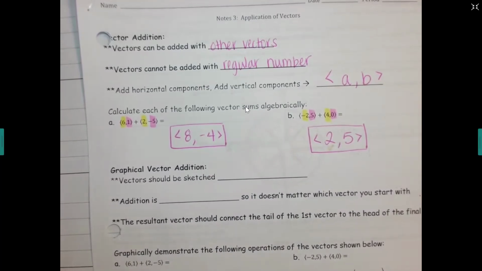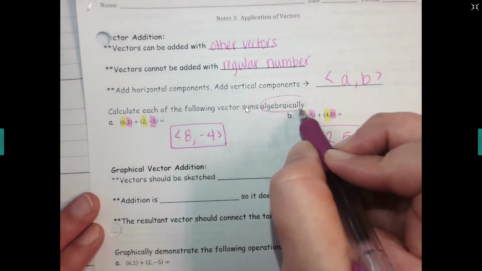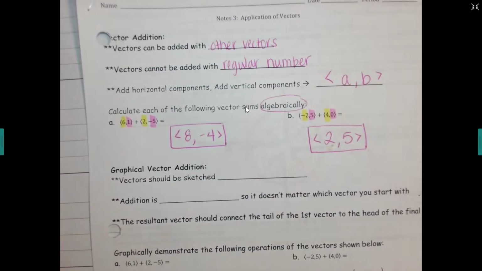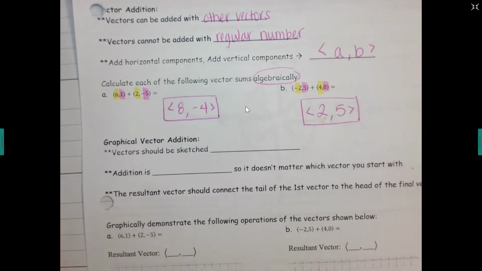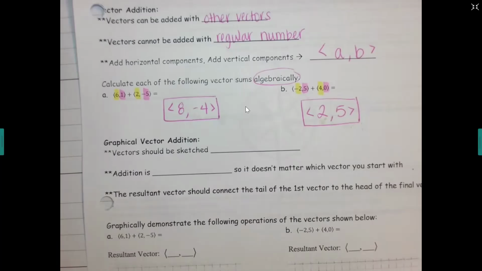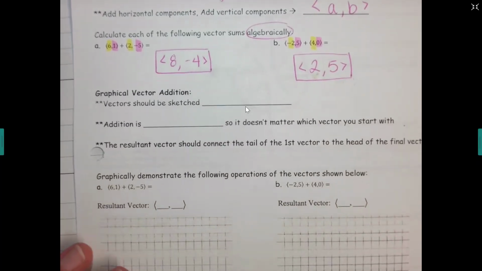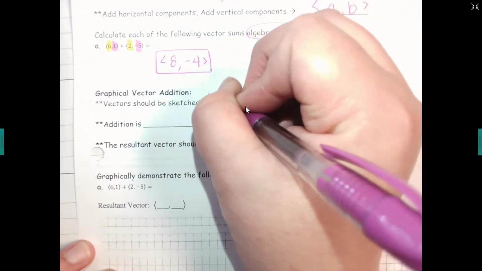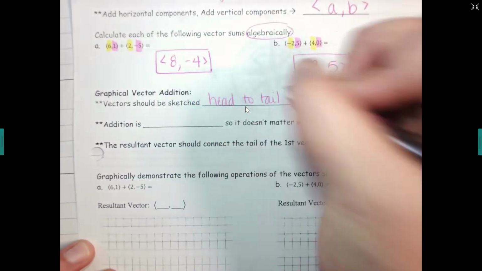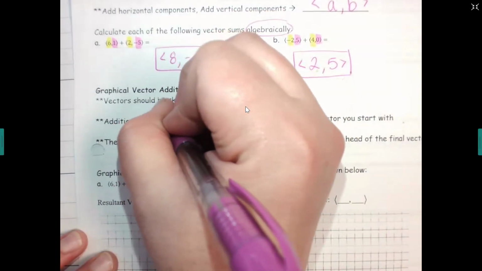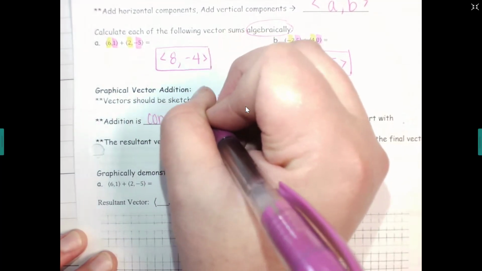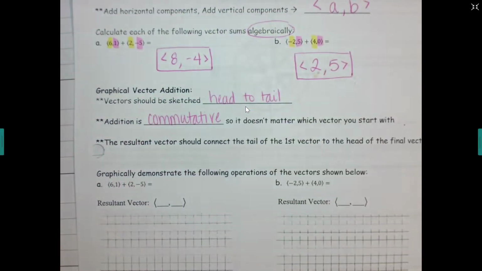So there is another way to add vectors. How you just did it is algebraically. What that means is you just look at the vectors and add up the pieces. But you can also add vectors graphically. So come down here to the bottom. We're going to work the exact same 2 problems, adding graphically. So your vectors should be sketched head to tail. And then addition is commutative, so it doesn't matter which vector you start with. If you're adding them, it should give you the same answer either way.